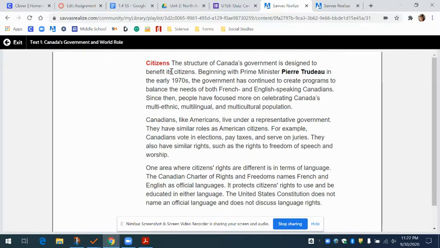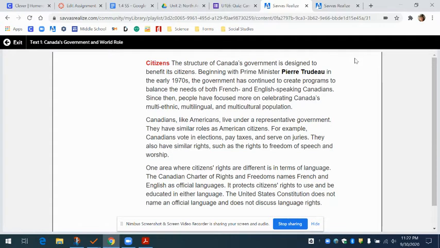Citizens. The structure of Canada's government is designed to benefit its citizens, beginning with Prime Minister Pierre Trudeau in the early 1970s. The government has continued to create programs to balance the needs of both French and English-speaking Canadians. Since then, people have focused more on celebrating Canada's multi-ethnic, multilingual, and multicultural population.